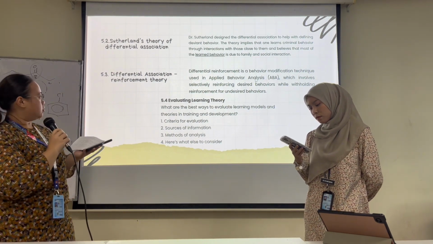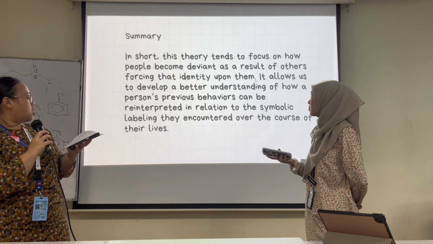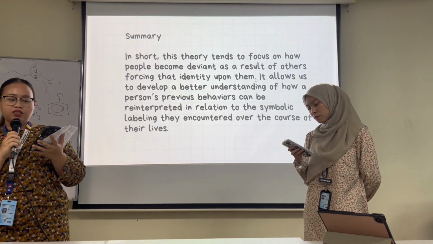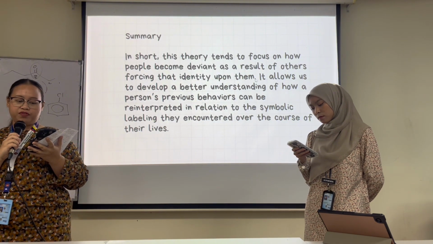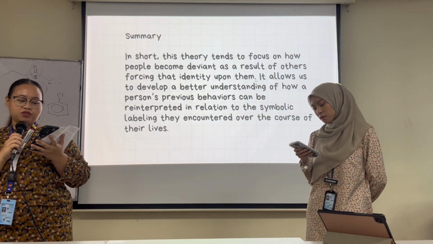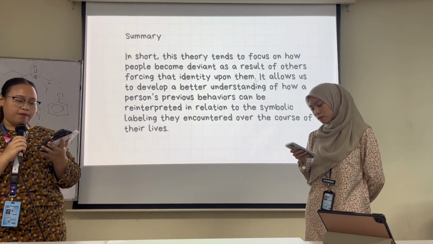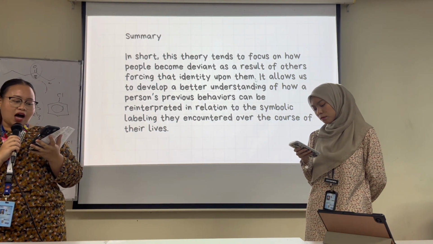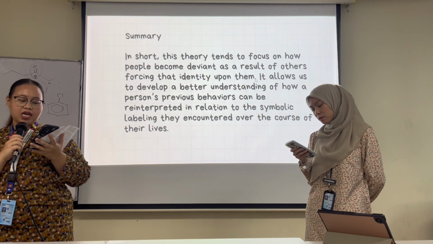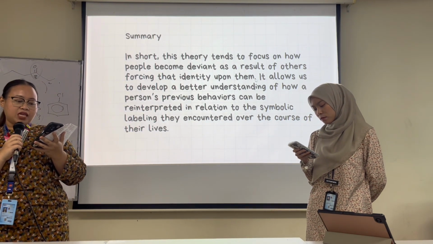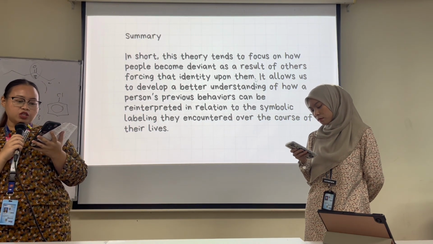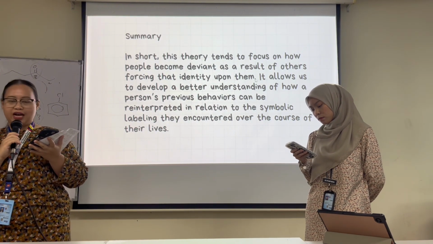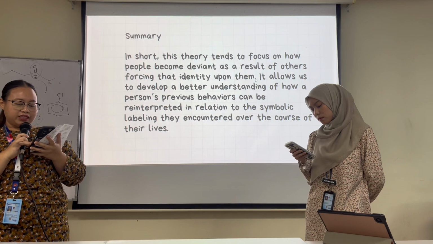So last. Next. For the summary, in short, this theory tends to focus on how people deviate as a result of others forcing their identity upon them. It allows us to develop a better understanding of how a person's previous behavior can be reinterpreted in relation to the symbolic labeling they encountered over the course of their lives. So that's all from us. Thank you.